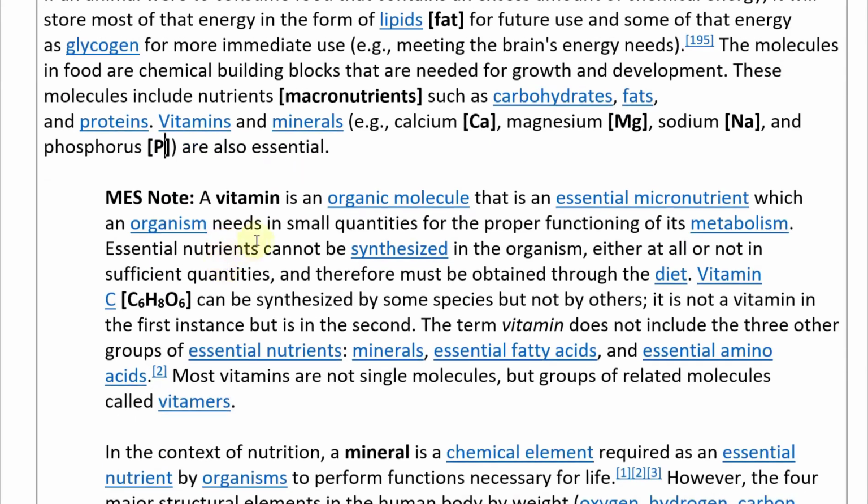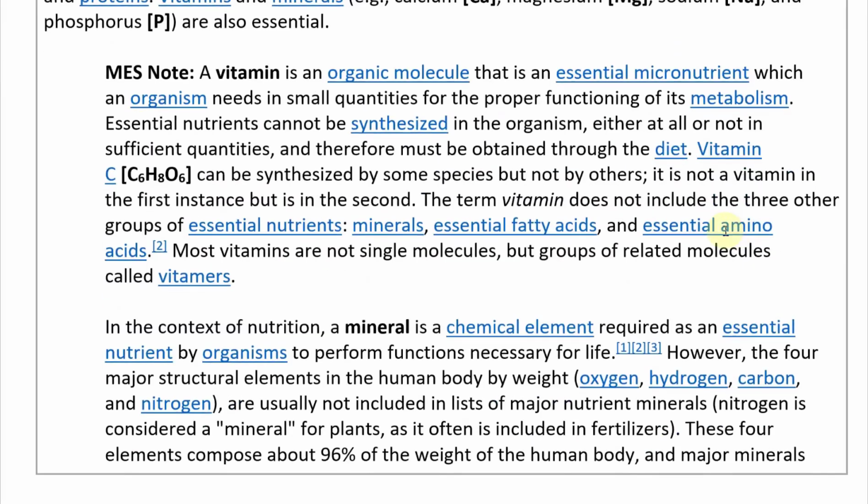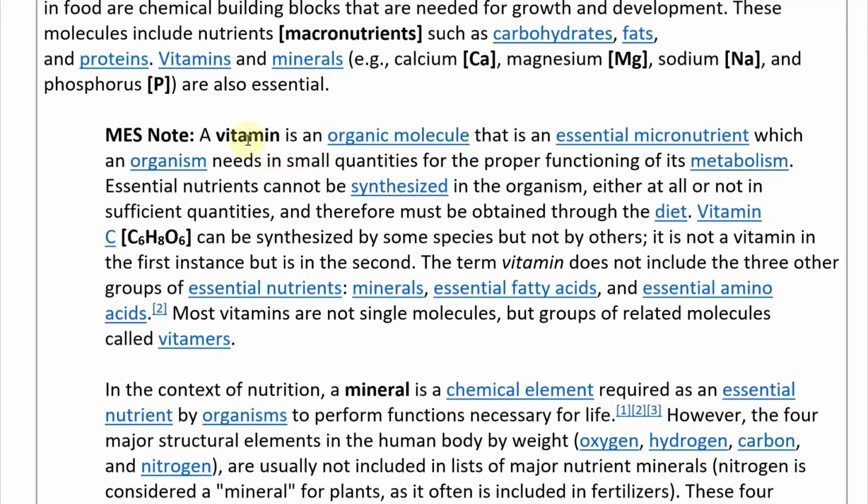MES note: a vitamin is an organic molecule that is an essential micronutrient which an organism needs in small quantities for the proper functioning of its metabolism. We went over vitamins and essential nutrients earlier in the video, but to go over it again: essential nutrients cannot be synthesized in the organism either at all or not in sufficient quantities, and therefore must be obtained through the diet.